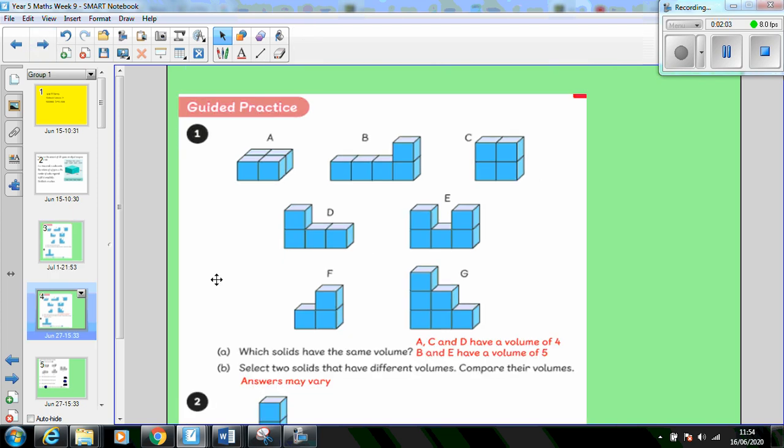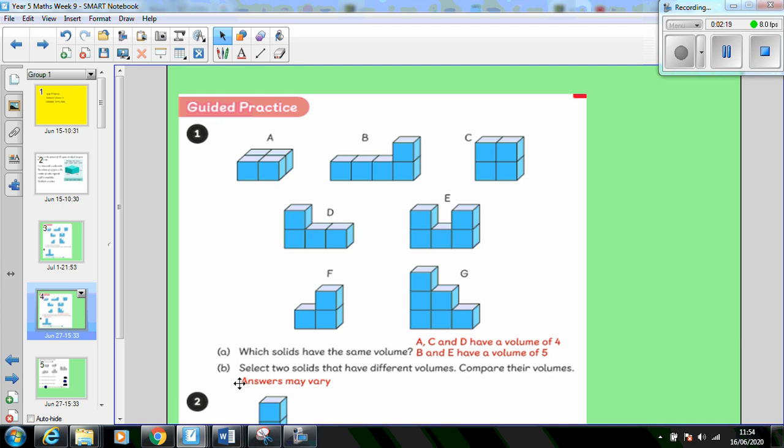So A, C and D have a volume of 4. If they were centimetre cubes, then our answer would be in centimetre cubes, so 4 centimetres cubed. And B and E both have a volume of 5.